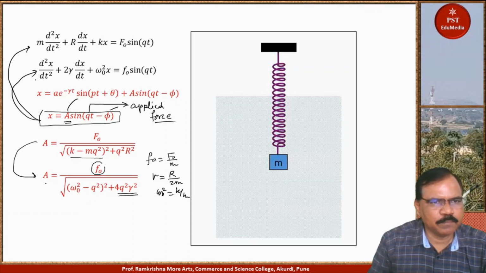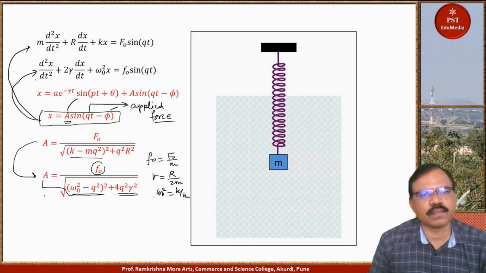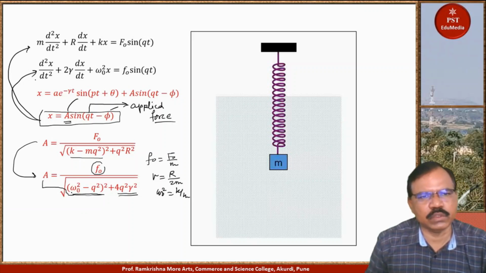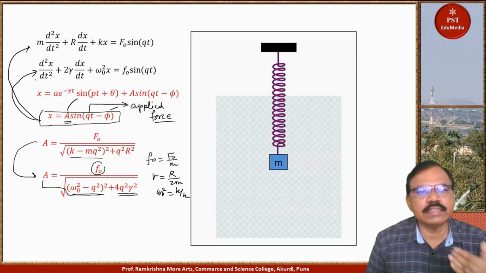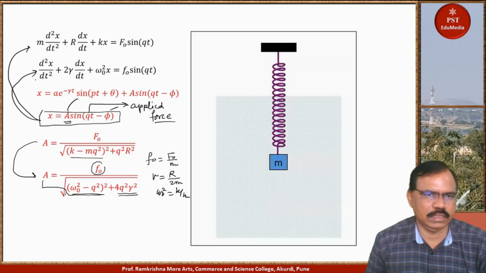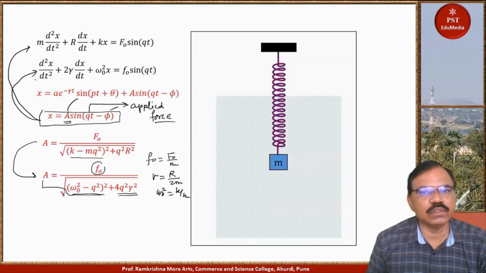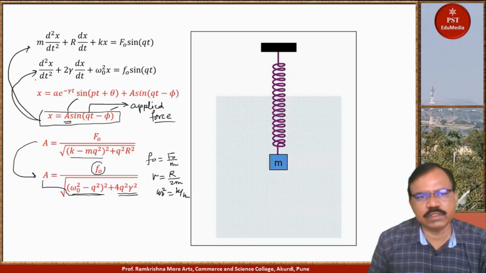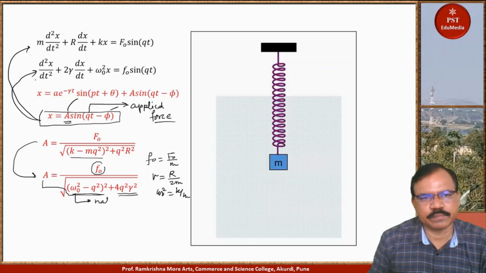So what happens here? If we see the amplitude, it depends on this term, omega 0 square minus q square. Omega 0 is the natural frequency of the oscillator. Means when we set the oscillator into oscillations, it will oscillate with that frequency when there is no external periodic force or resistive medium. So this is called the natural frequency. So the amplitude depends on this factor.